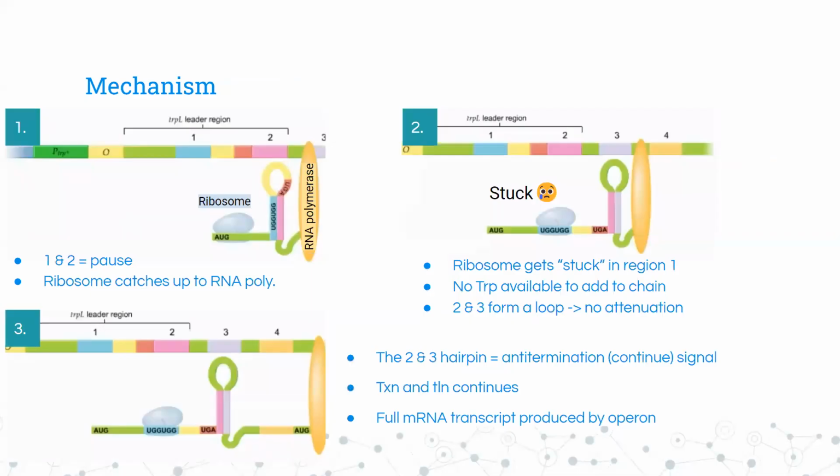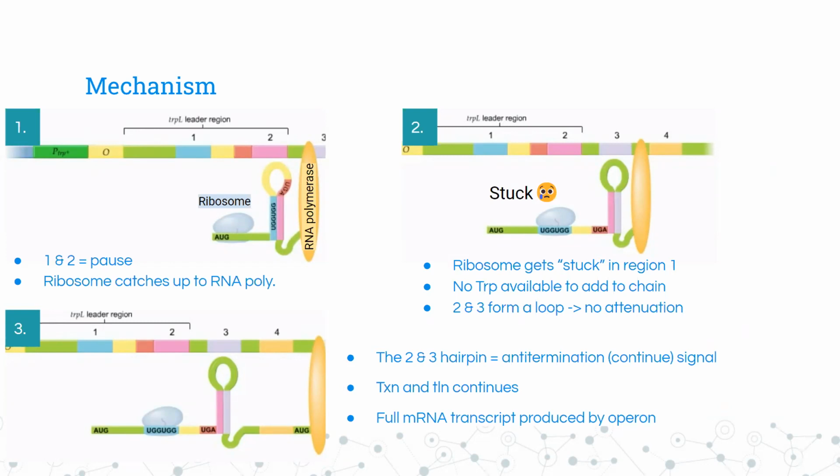Regardless of whether TRP levels are low or high, this first 1 and 2, this first hairpin loop, is going to happen. In prokaryotes, unlike eukaryotes, transcription, DNA to RNA, and translation, RNA to protein, can happen simultaneously. Does anyone know why that can happen? Any guesses? No nucleus, perfect. Everything happens in the cytosol. So when it starts transcription, it will start translation as well. It makes it a lot more efficient, and the cell loves efficient processes.